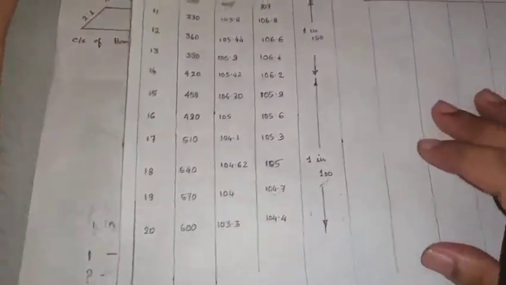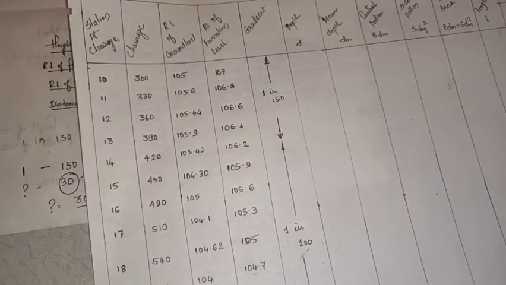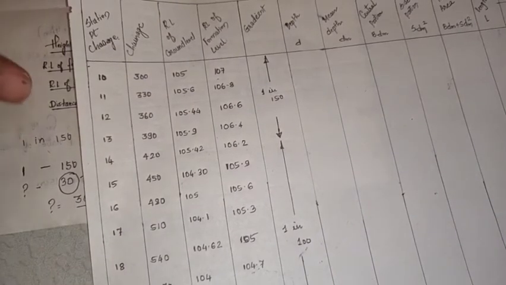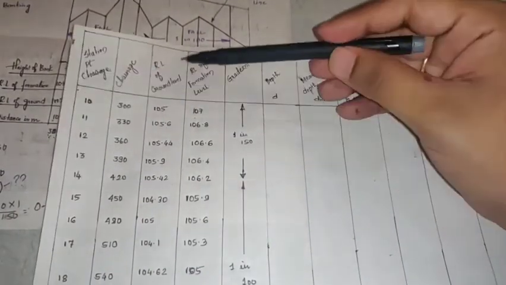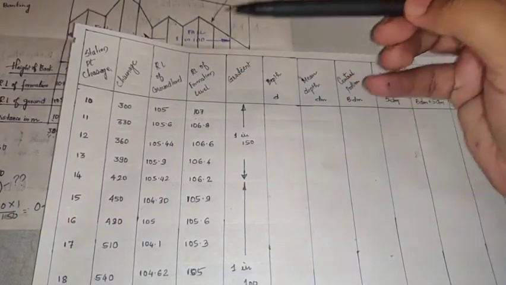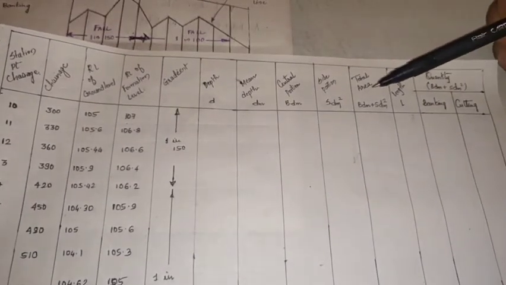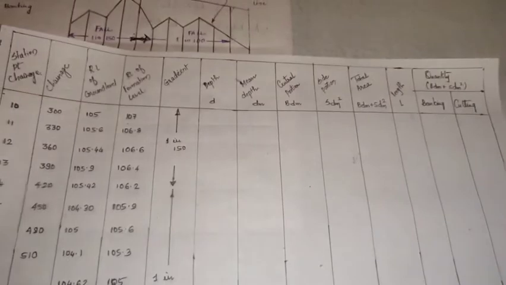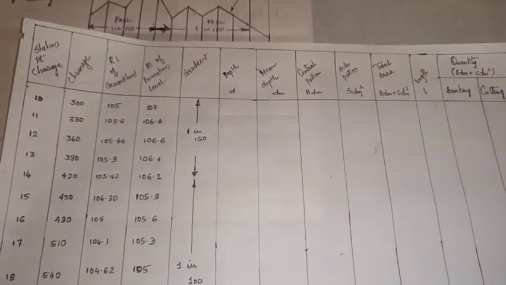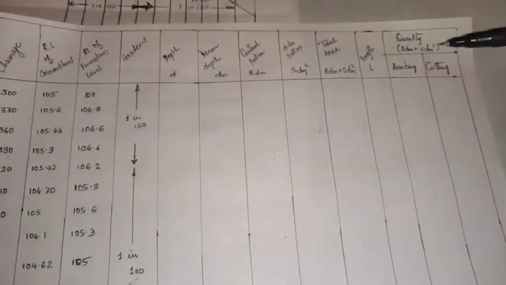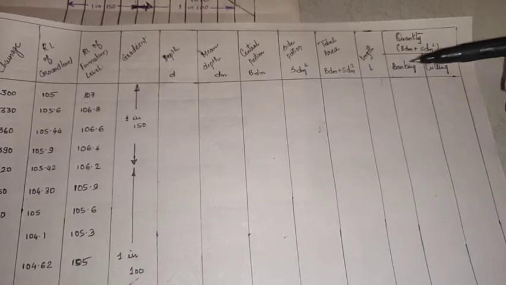Now after this, you have to put it in a tabular format in this form. The tabular format reads: station or chainage point, chainage, RL of ground level, RL of formation level, gradients, depth, mean depth, central portion, side portion, total area, length, and quantity, total quantity, that is in banking or cutting.